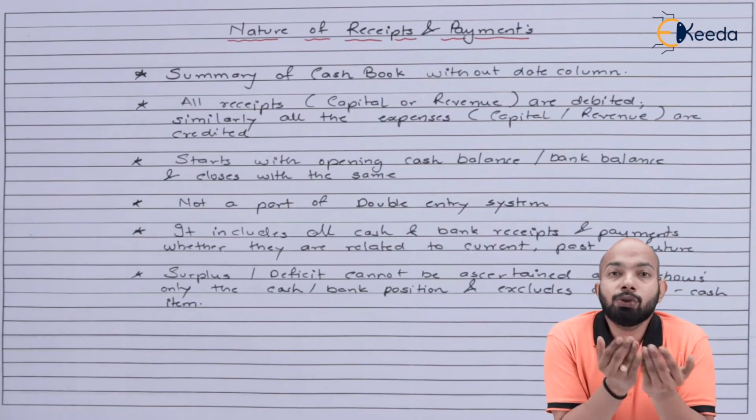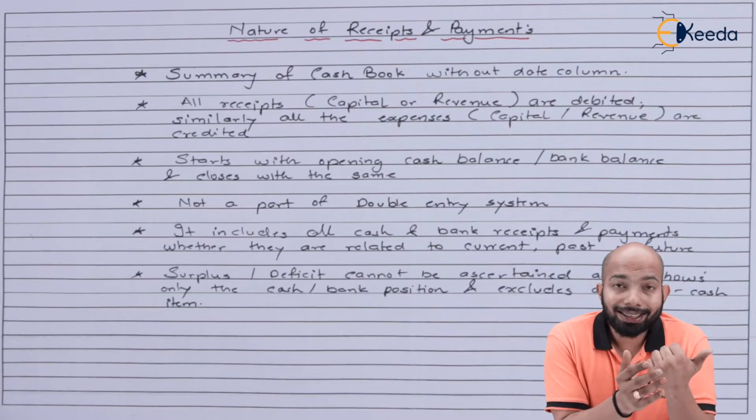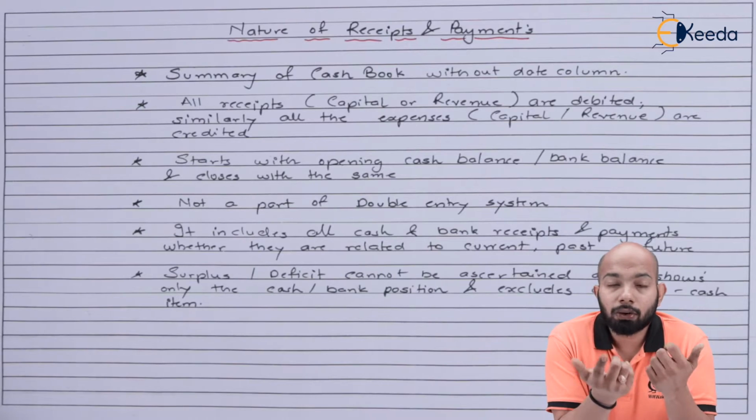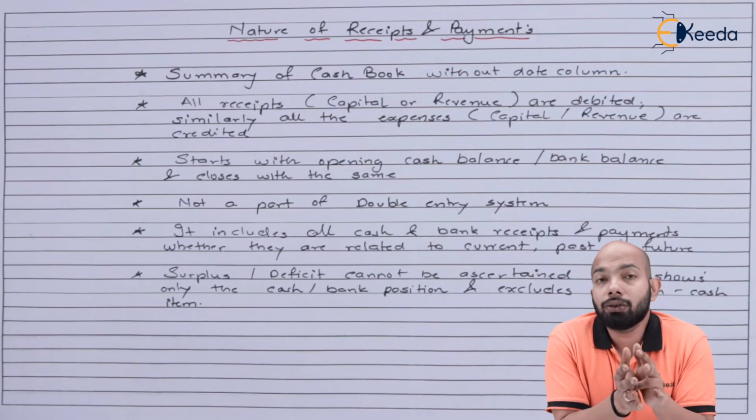So basically when it comes to not-for-profit organizations, we deal with two kinds of accounts. One, that is receipts and payments account. Second, that is income and expenditure account. So whenever you have to deal with these kinds of accounts, you need to understand what exactly you need to put in and what the details are that you need to take care of.